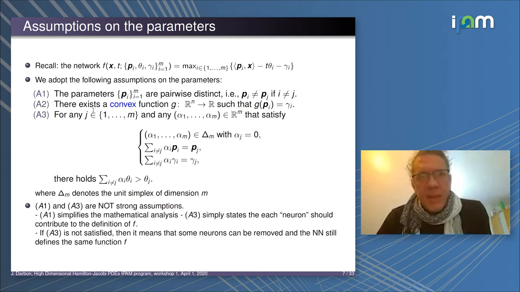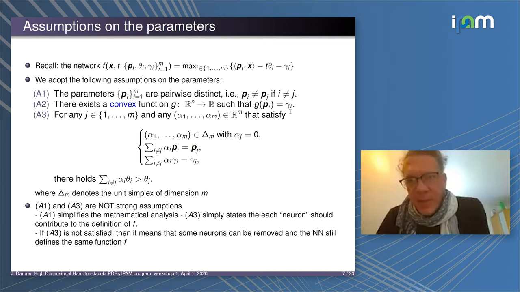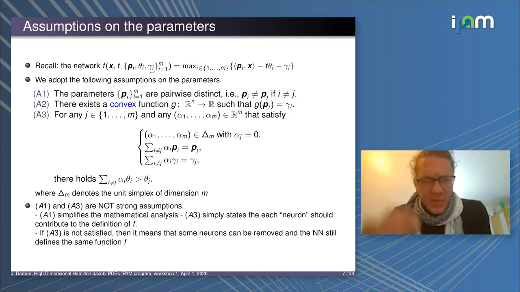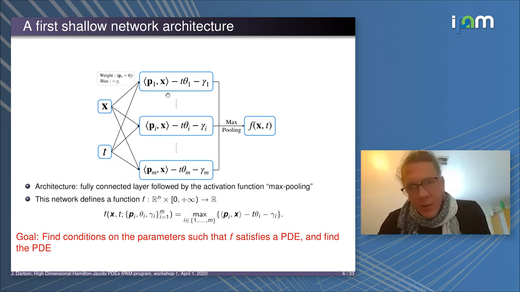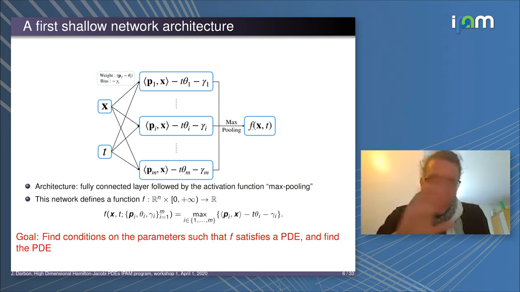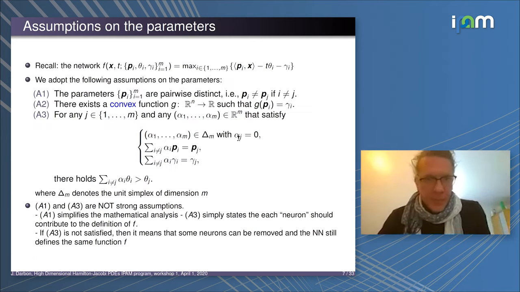Then the assumption A2 is a very strong assumption. We need to assume that there exists a convex function g from R^n into R such that every time I evaluate my function g at the parameters pi_i, it gives me back the other parameter gamma_i. So I need to have a very strong assumption on the connection between pi_i and gamma_i. It is done through the existence of a convex function g that satisfies this equality. And A3 is also a technical condition which essentially says that when I go back to this architecture, all neurons contribute to the definition of f. So this is, again, only a technical assumption that simplifies the analysis, but it's not important for application. So I insist, A1 and A3 are only technical assumptions.